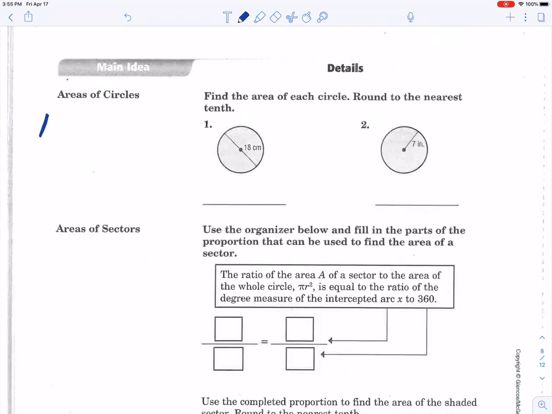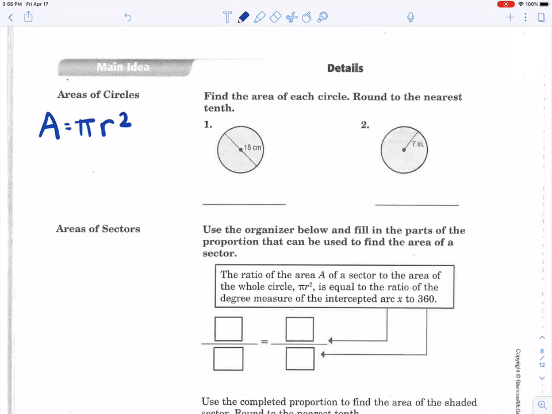So, area formula for a circle, we'll write this down. It's going to be pi times the radius squared. Not to be confused with circumference. Circumference was 2 pi r, and the units were not squared. Here, pi r squared, my r is squared, so my units will be squared. That's how I remember the difference between the circumference formula and the area formula.